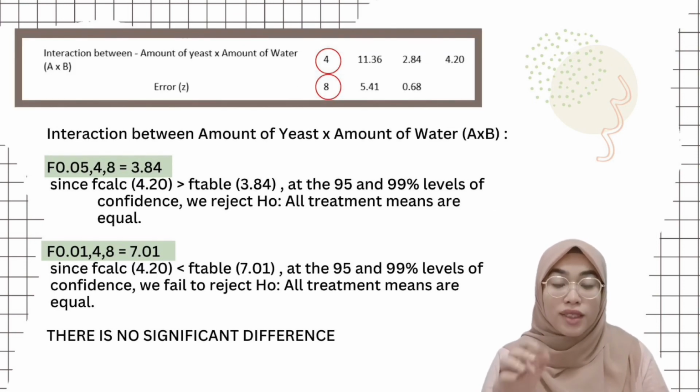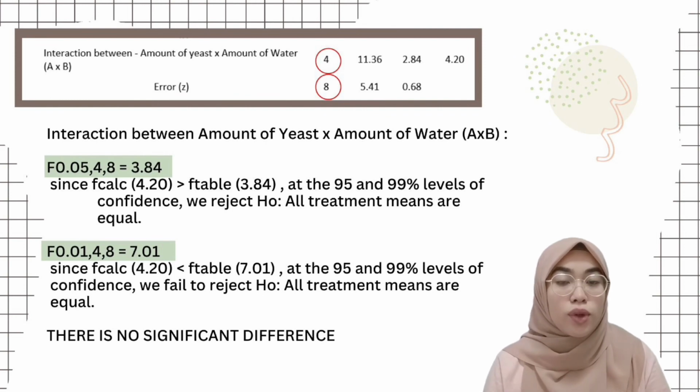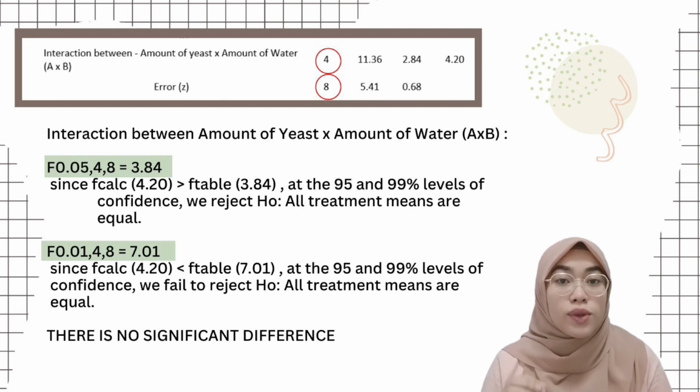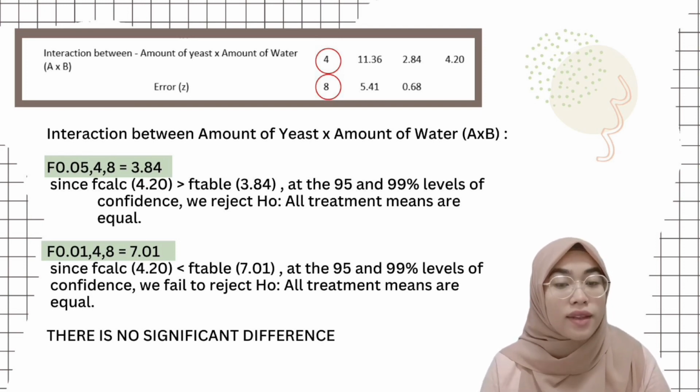And lastly, for the interaction between amount of yeast and amount of water, the F from the table at significance alpha 0.05 with degrees of freedom 4 and 8 is 3.84. Since the F calculation 4.20 is larger than the F from the table, which is 3.84, at the 95% level of confidence, we reject the null hypothesis, which is all treatment means are equal.